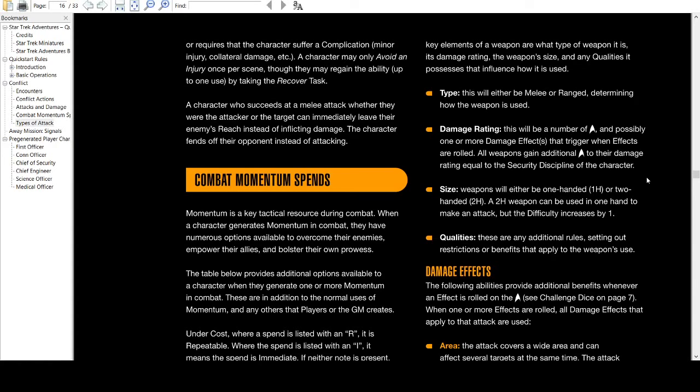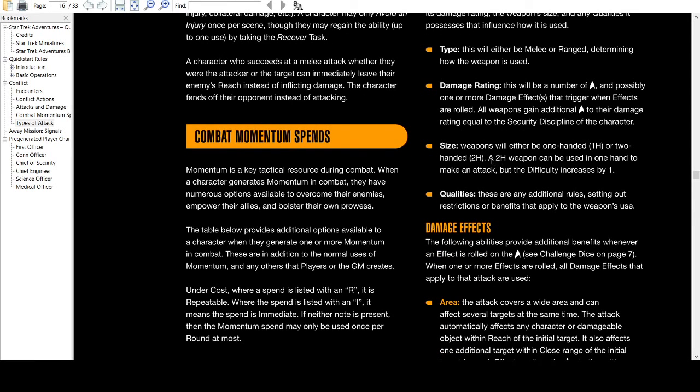Alright, size. Weapons will either be one-handed or two-handed. A two-handed weapon can be used in one hand to make an attack, but the difficulty increases by 1. Okay, so that's a distinction, but something to bear in mind if somebody wants to use a two-handed weapon one-handed.